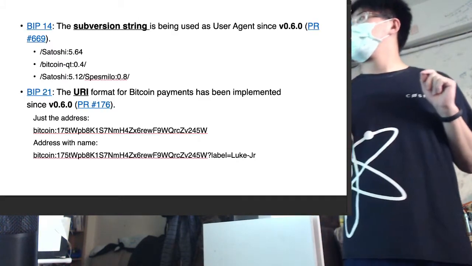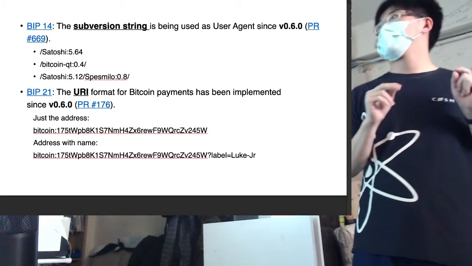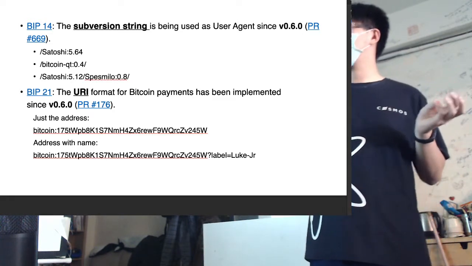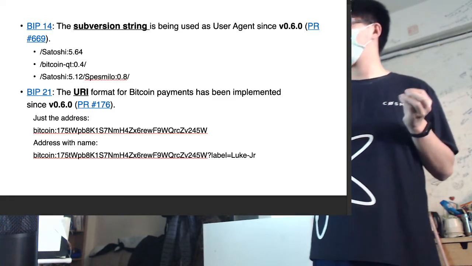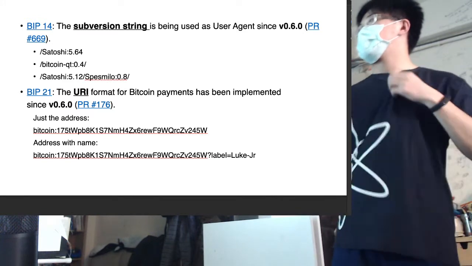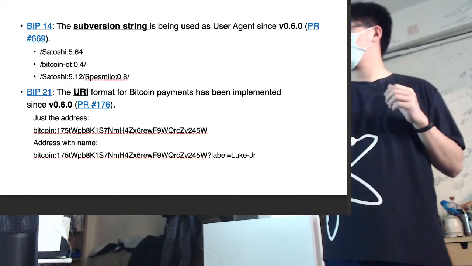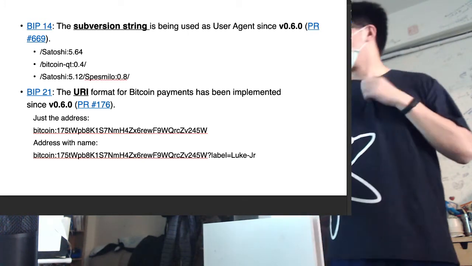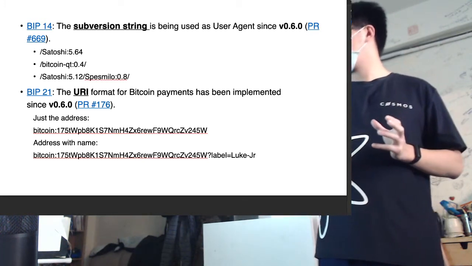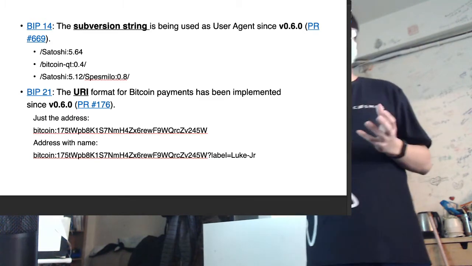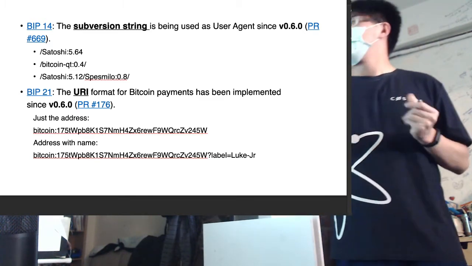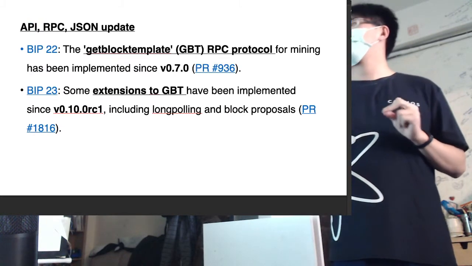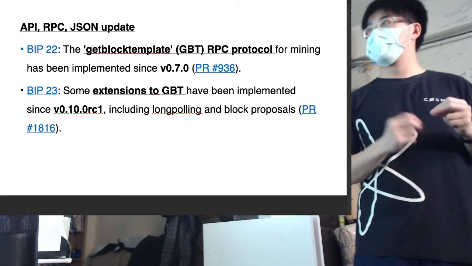Okay, next. And BIP 14 adds a subversion number, like Satoshi 5.64 or Bitcoin QT 0.4. And for BIP 21, we add the URI inside. That is the example below over there. We can make our own QR code and also make a label, or set how much money you want. Okay, next. And BIP 22 and 23 are just some API, RPC, JSON updates.